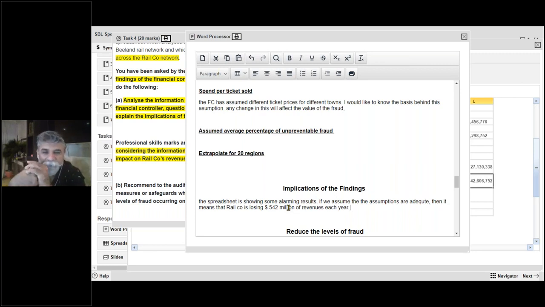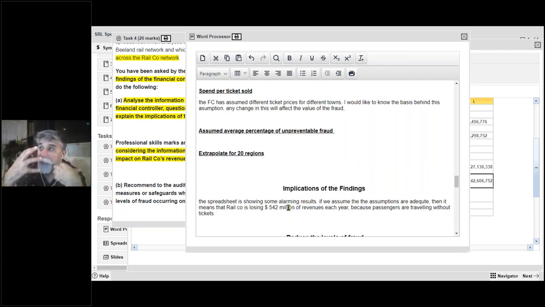Why? Because passengers are traveling without tickets. So what if we lose this revenue? What's the implication on our business? Because we haven't read the entire scenario, it's mentioned that Railco is struggling, it's making losses, and to cover those losses, Railco is constantly increasing ticket prices, and because it is increasing the ticket prices, the passengers are getting frustrated. The ticket prices of Railco are the highest amongst all in the region and the neighboring countries, all those things.